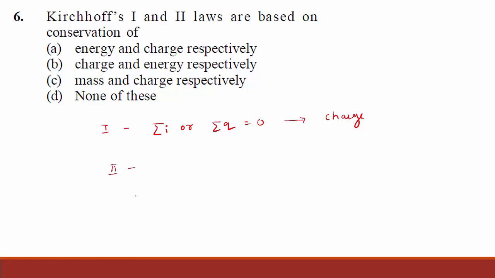So it states that the algebraic sum of the product of resistance and respective current in a closed mesh is 0. That means we can write summation of IR equal to summation of E. Here this concept is based on law of conservation of energy. These are the two rules that we have studied in current electricity. The first law is based on law of conservation of charge. Second law is based on law of conservation of energy. So option B is right.